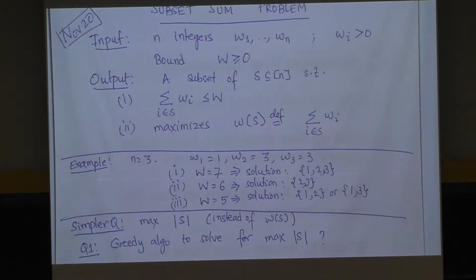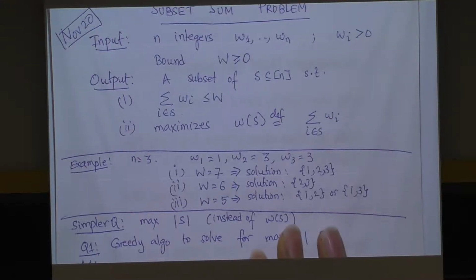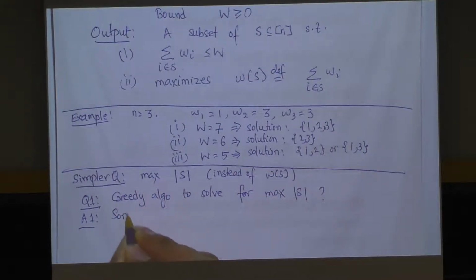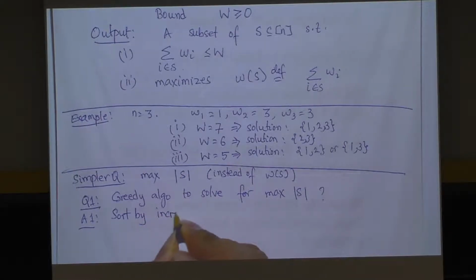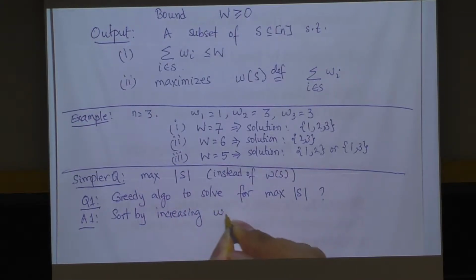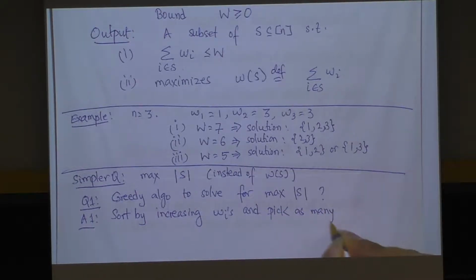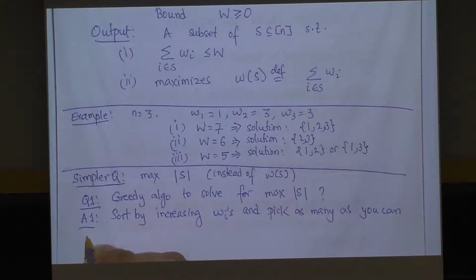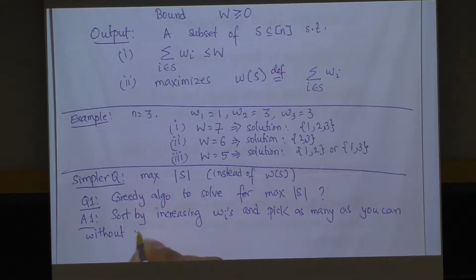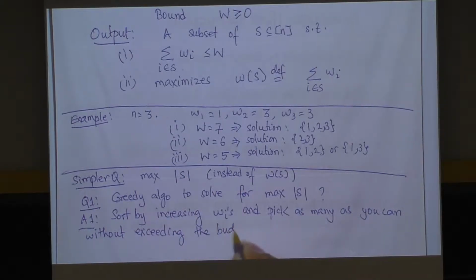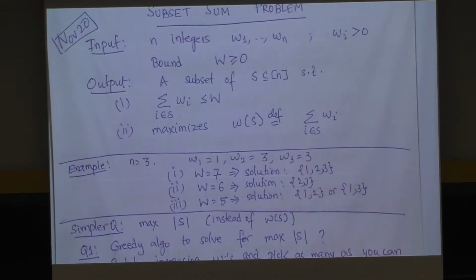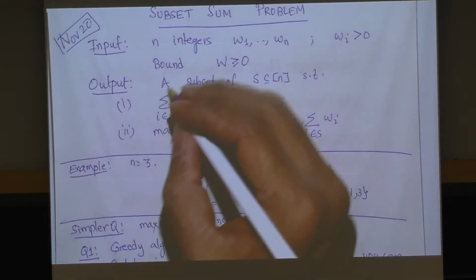So, sort by increasing W_i's and pick as many as you can without exceeding the budget capital W. So let me call this, instead of a bound, let me call this budget.